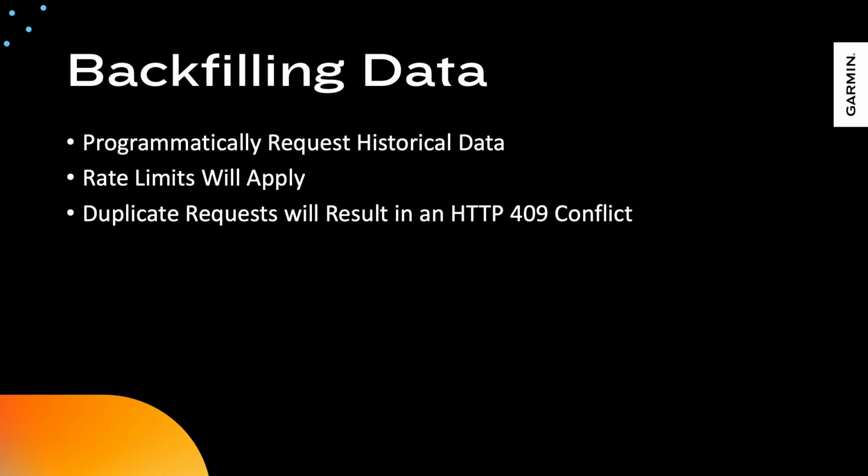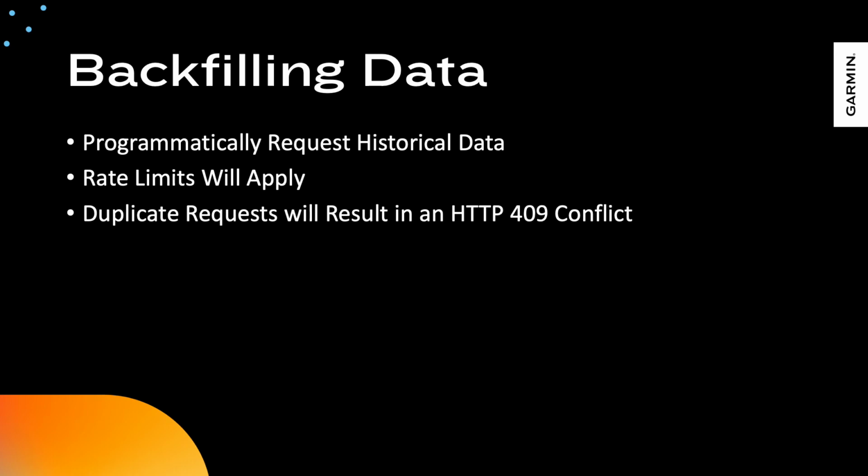For the Health API, you will be able to request up to 2 years of past data for each user. And for the Activity API, you will be able to request up to 5 years of past data for each user. Each endpoint has a corresponding backfill API method, which is described in the API documentation. The historical data will be sent to the same endpoints as new data, and you will need to have the corresponding endpoint enabled to receive the historical data.